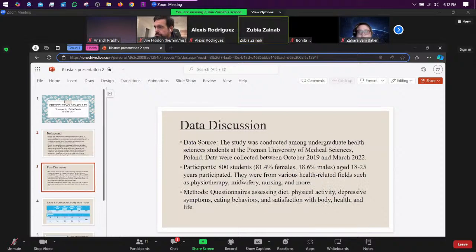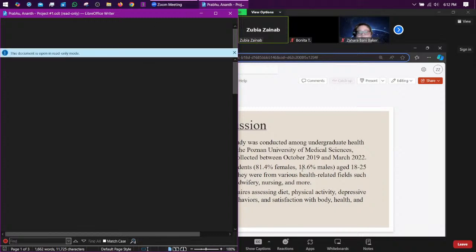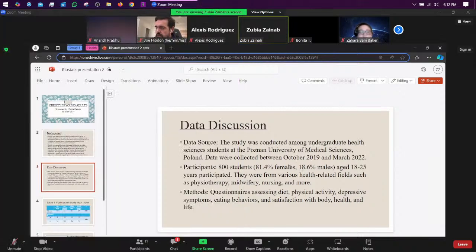And next, for the data presentation, I took the article which performed the experiment at the university of medical sciences, and the data was collected by the students. There were 800 students, around 81.4% females and 18.6% males, and they were aged about 18 to 25. The study was conducted between October 2019 and March 2022. The information was collected using questionnaires and physical activities, and by collecting data about eating behaviors and satisfaction with body.